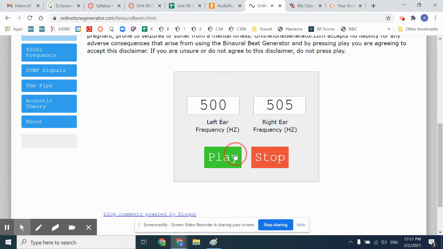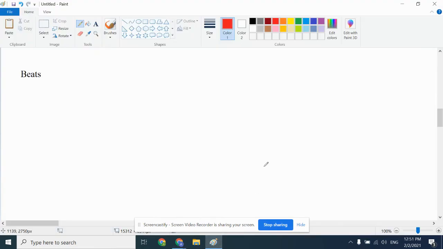Make it 505. You're getting this wah, wah, wah sound. Those are beats. What's happening is the waves are slightly out of tune, and we can actually calculate the beat frequency simply by saying what was the difference in the frequencies, F1 minus F2.